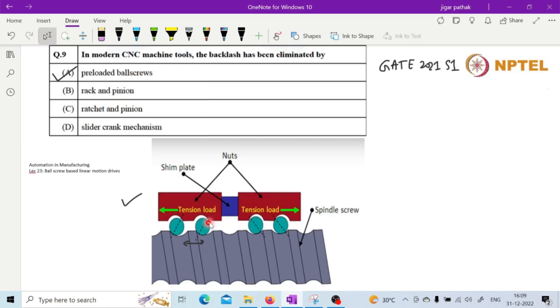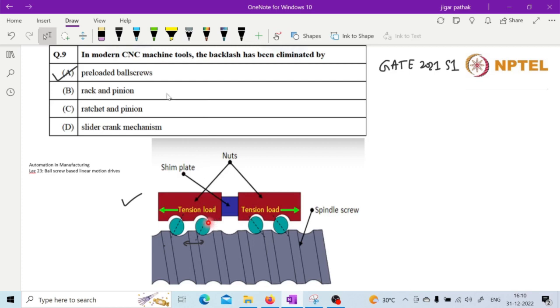So for providing that tension, these nuts are joined with this shim plate, and then tension is provided as shown in the given figure, right? Due to that, there is elastic deformation of the balls, the nuts, as well as the screw shaft, right? So this is how the contact between the balls, screw and nut is ensured, right?